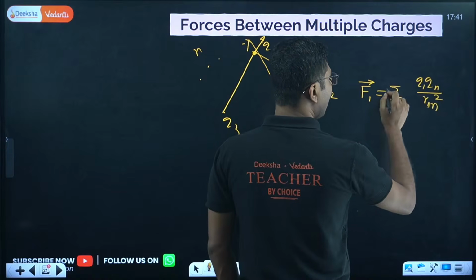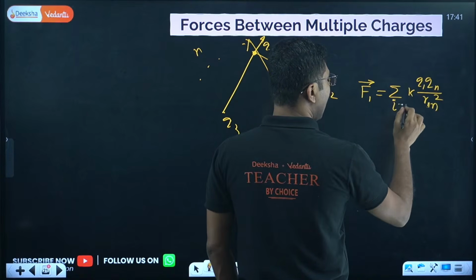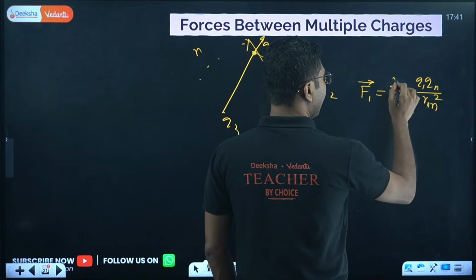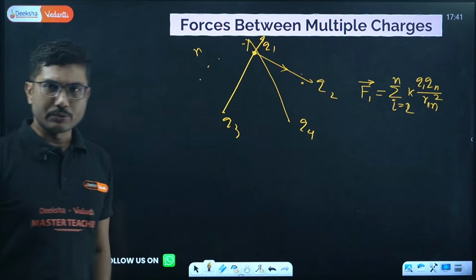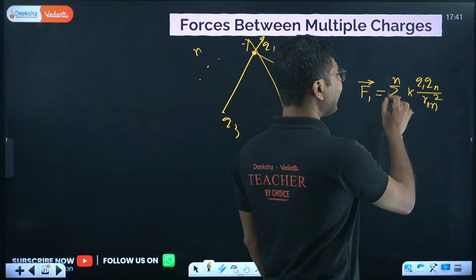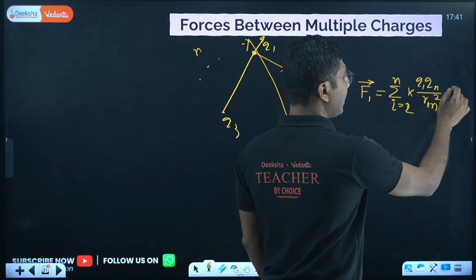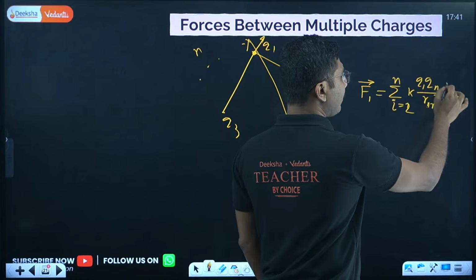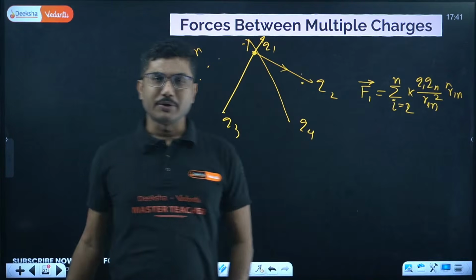Okay, and obviously the Coulomb constant, i equals 2 to n. Okay, i equals 2 to n. So this is the formula. Basically you have to calculate all the forces and then add them vectorially. Okay, add them vectorially. This is a very, very important thing to remember.